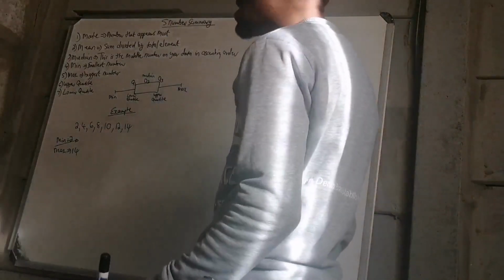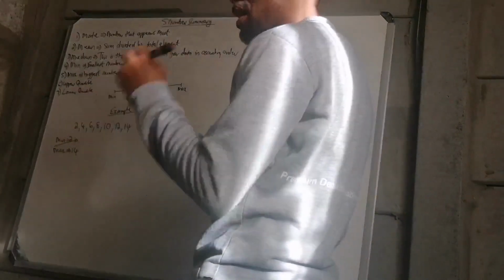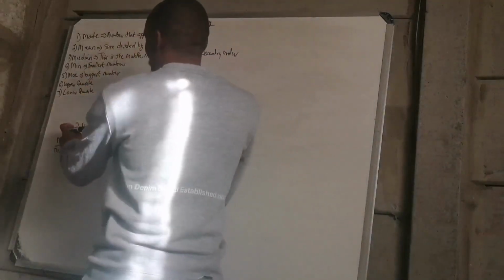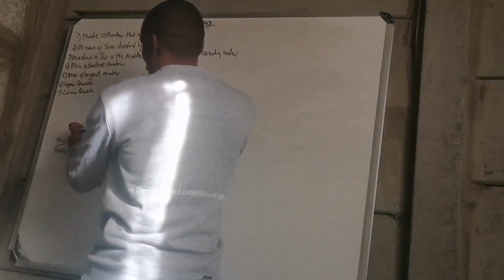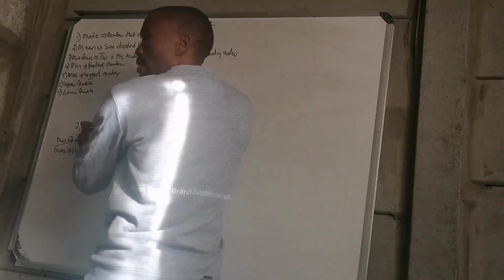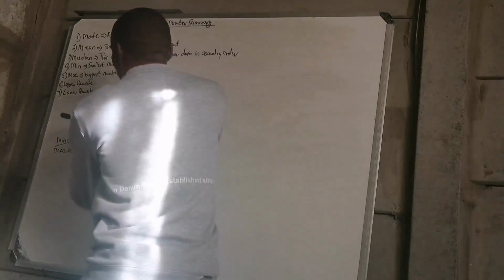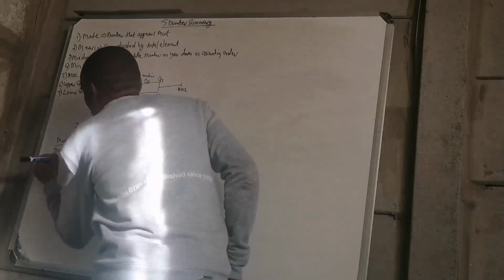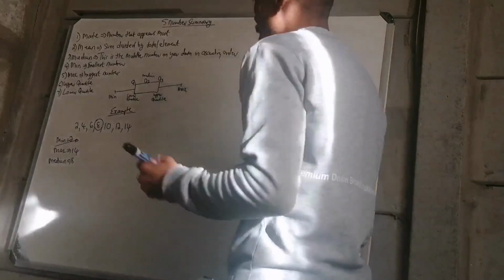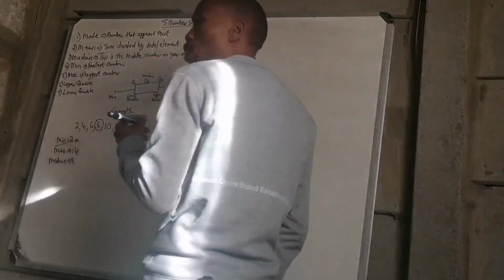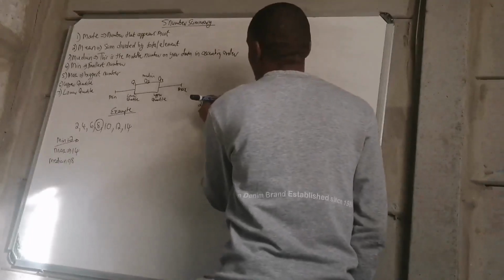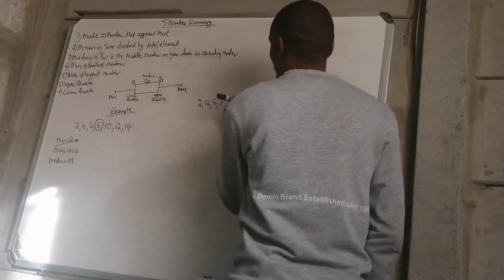Now, how about the median? The median is the middle number. You count from left and right: 1, 2, 3, then the middle number is 8. So the median is 8. Then you find Q1, the lower quartile, from 2, 4, 6, 8, 10, 12, 14.